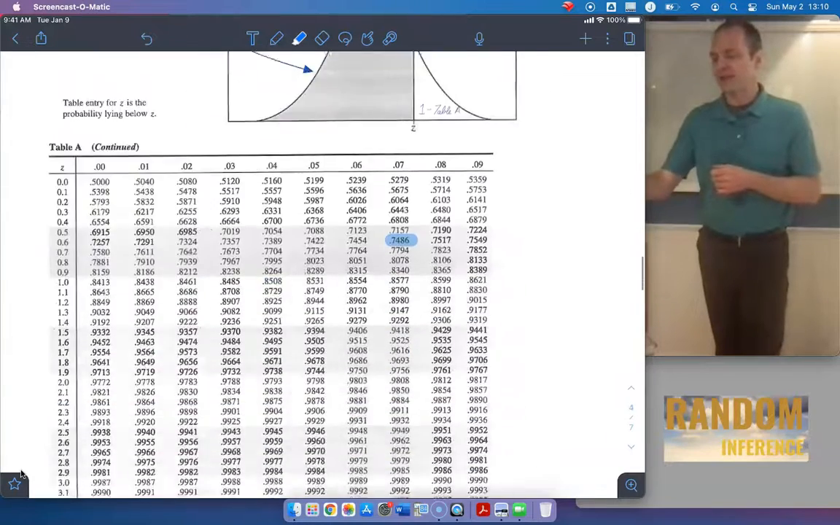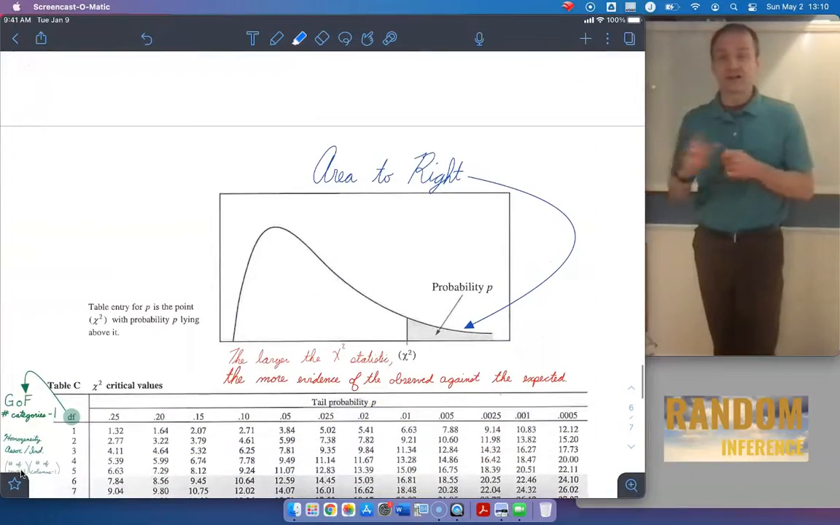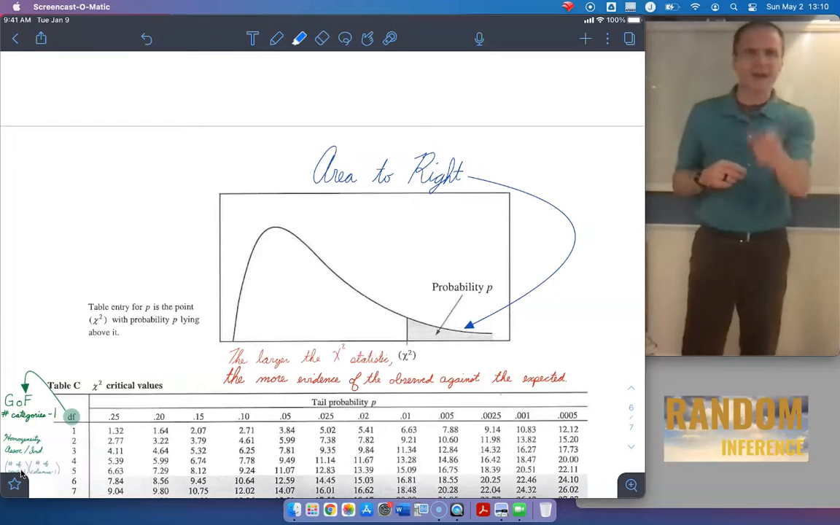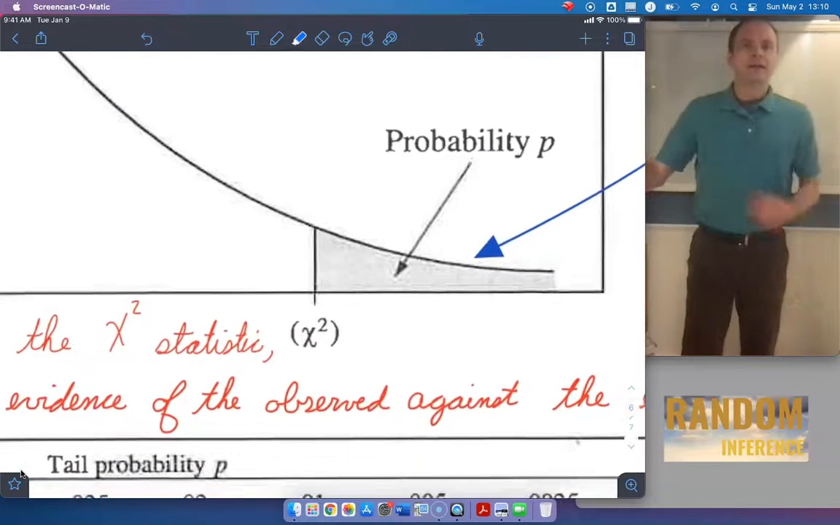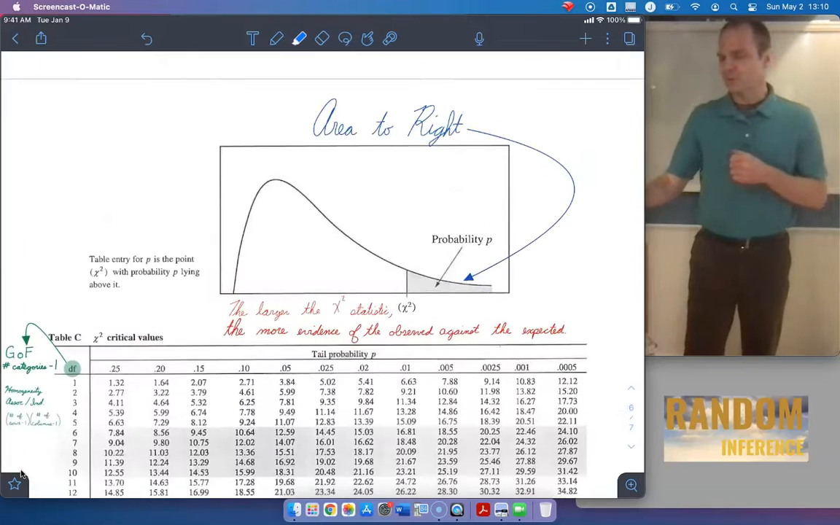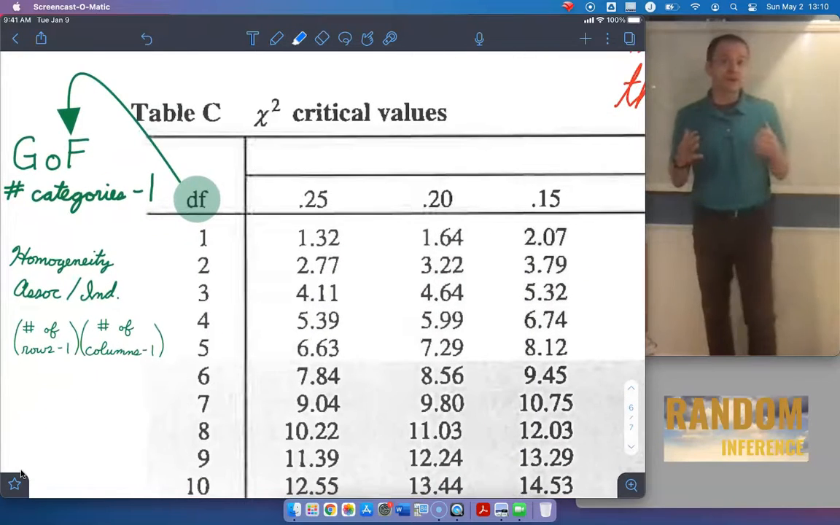The last table that we have is our chi-squared statistic. Just like table B, it gives us our area to the right. Now, when do I use table C? Great question. It tells you in the table because it has a chi-squared at the bottom. And it gives us the area to the right, just like our table B did. So we're going to keep that in mind. Also, our degrees of freedom.